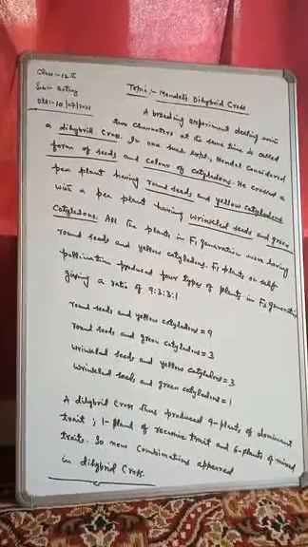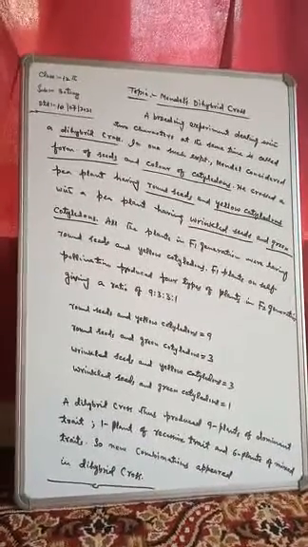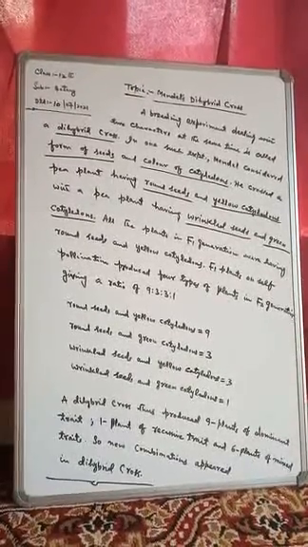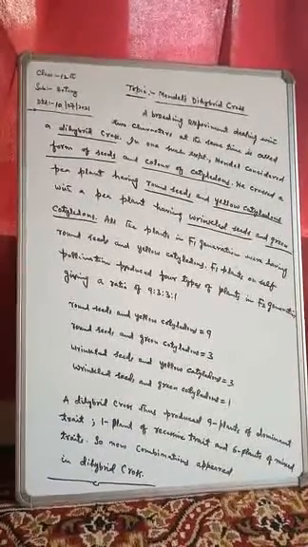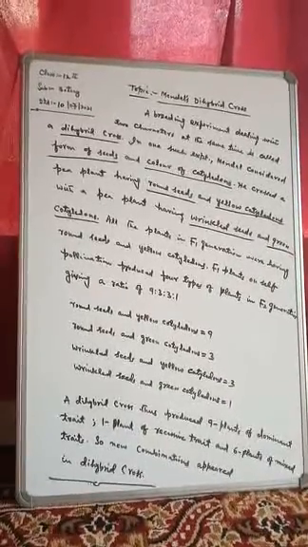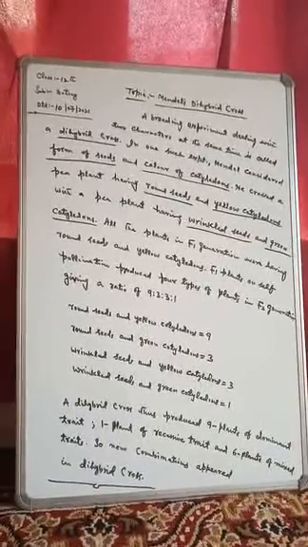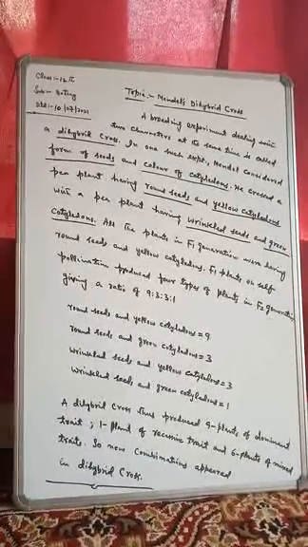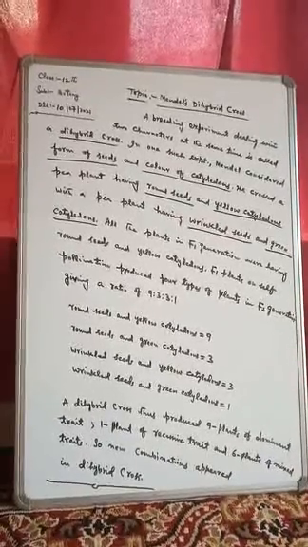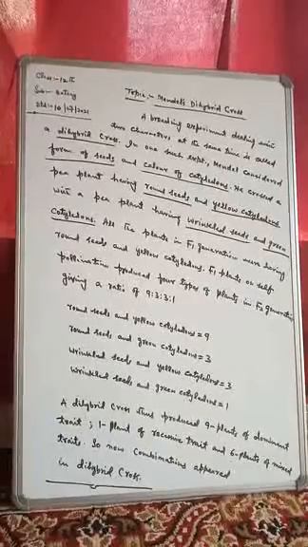In one such experiment, Mendel considered two characters. One was the form of seeds and another was the color of cotyledons. Then what did he do? He crossed a pea plant having round seeds and yellow cotyledons with another pea plant having wrinkled seeds and green cotyledons.